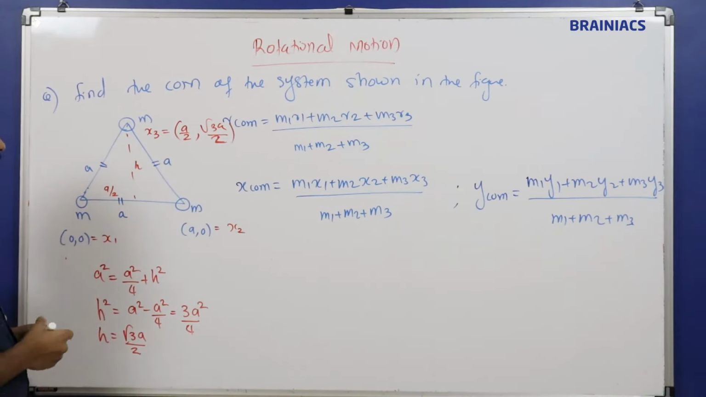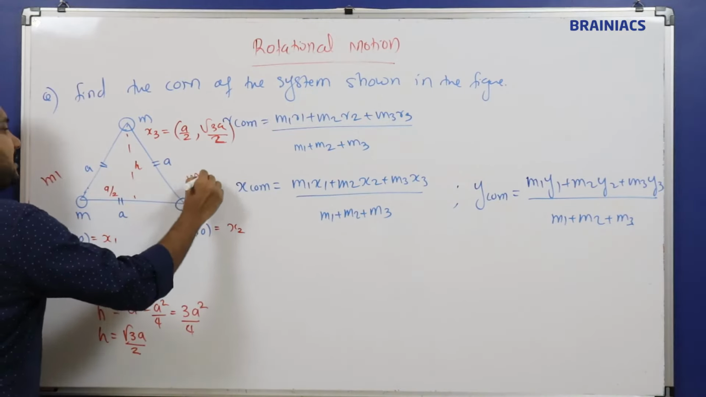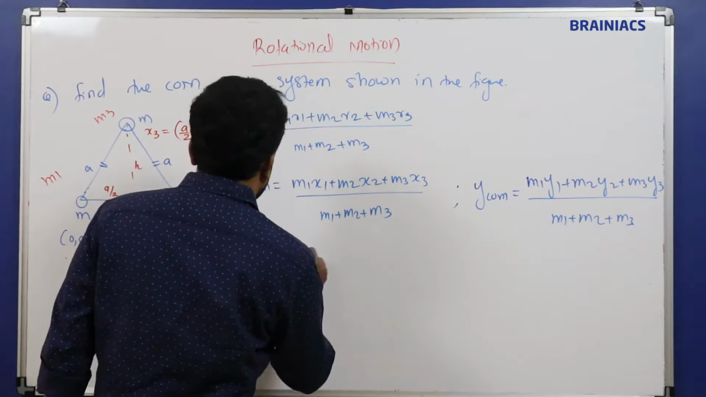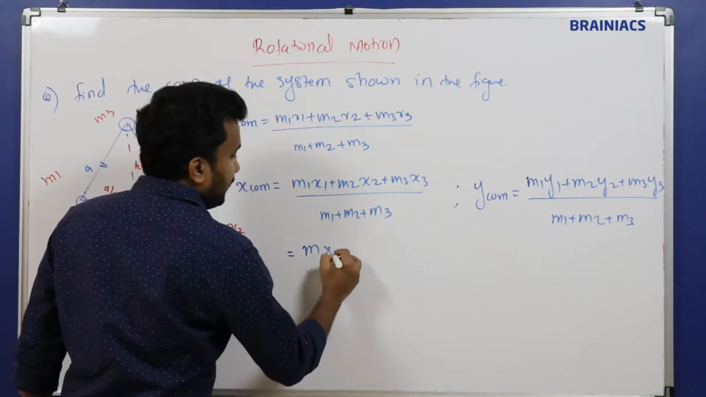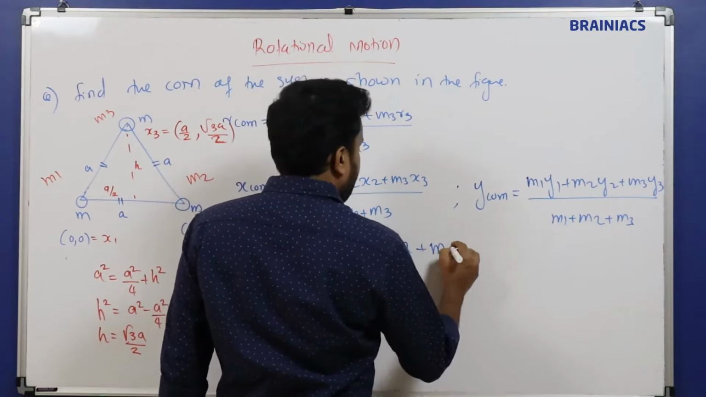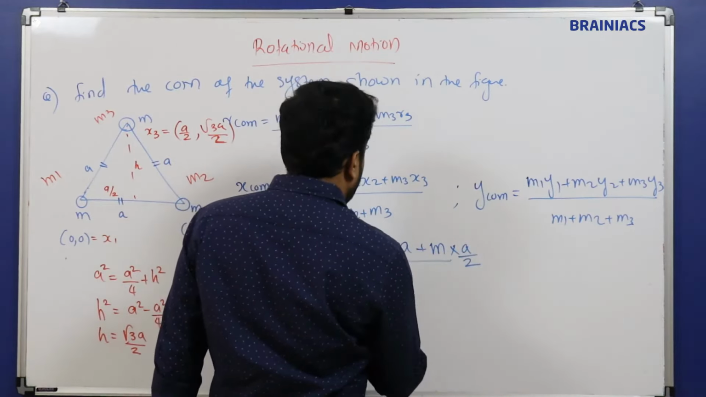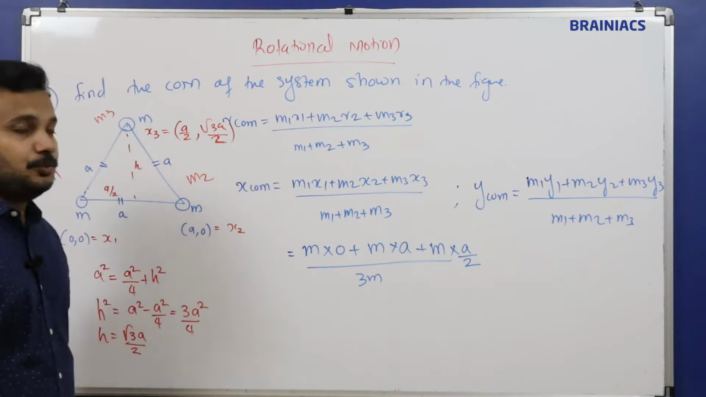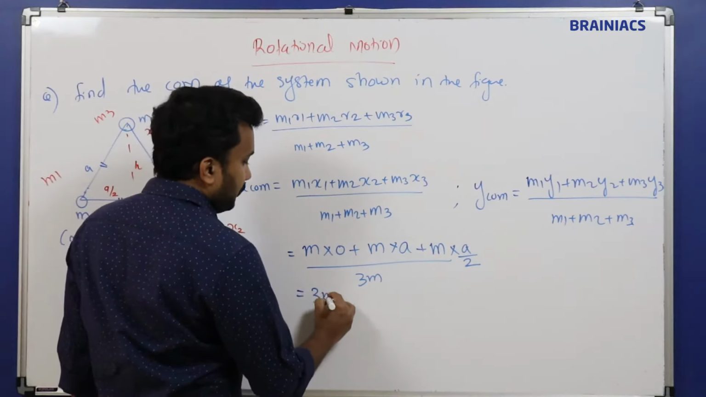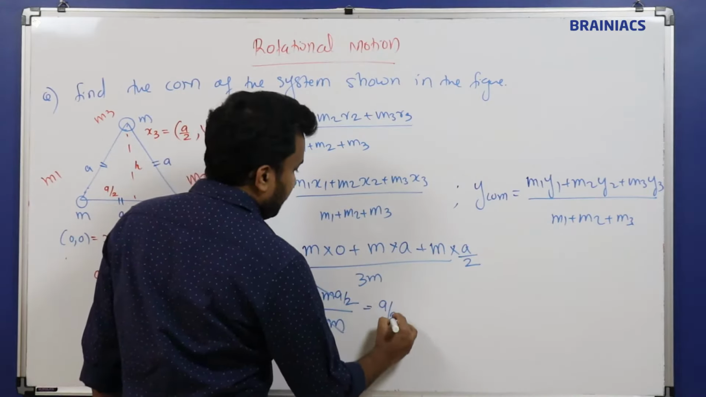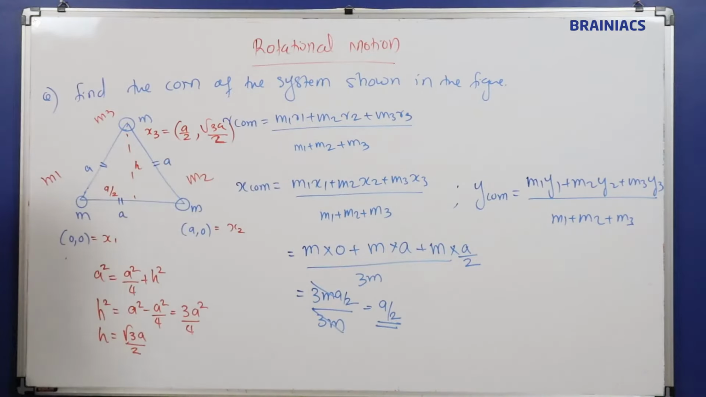Now we'll substitute into this formula. Let me consider this as m1, this as m2, and this as m3. You can take any order. Now we'll substitute into the formula. What is m1? m1 into x1 is 0, m2 into x2 is m into a, m3 is m into its x coordinate a by 2, divided by 3m. So we know ma plus ma by 2 is 3ma by 2. So 3ma by 2 divided by 3m. The 3m cancels, and we get the x coordinate as a by 2.